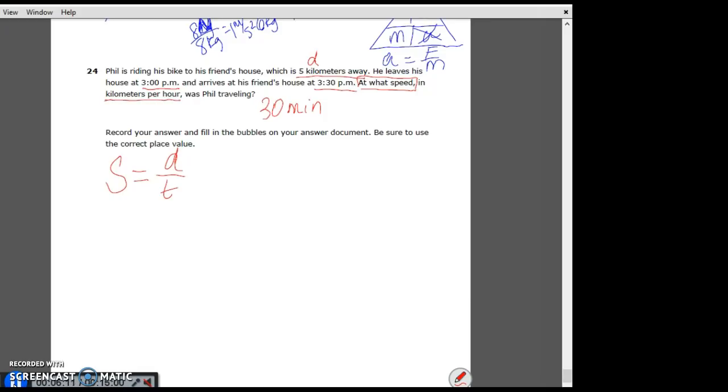Well, if we just convert 30 minutes into an hour, if I told you we had 30 minutes left in class, how many hours would that be? That would be 1/2 of an hour. So it would be 0.5 hours. So we come back here, plug in our 5 kilometers divided by 0.5 hours, giving us a total speed of 10 kilometers per hour.